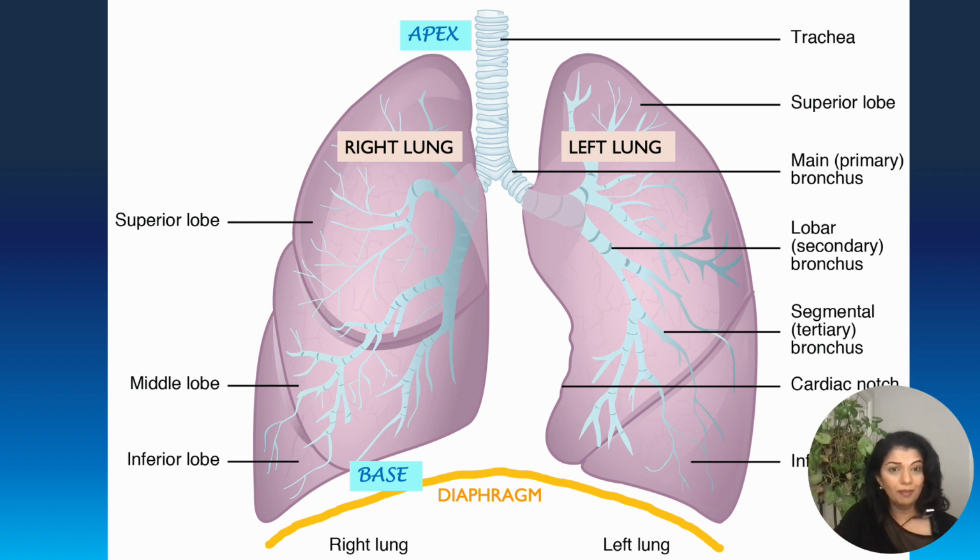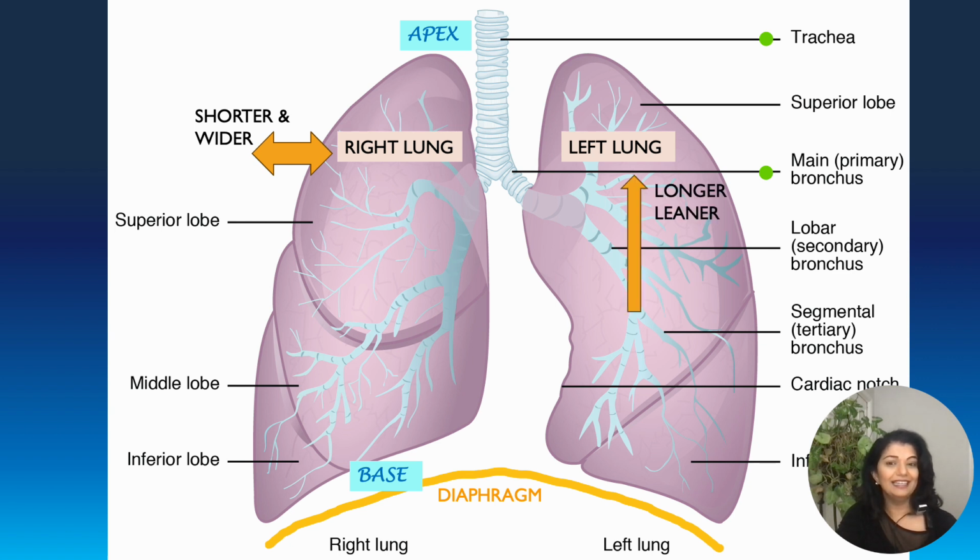So the lungs are pyramid shaped, right? But they're also paired. So we've got 1 and 2. We've got the left and right lungs. Now they are attached by trachea and the bronchi, but even though they're paired organs, they're not exactly the same on both sides. There are actually some distinct differences that you need to be aware of. The first one is that the right lung is actually shorter and wider, okay? And then the left lung is actually longer and leaner.